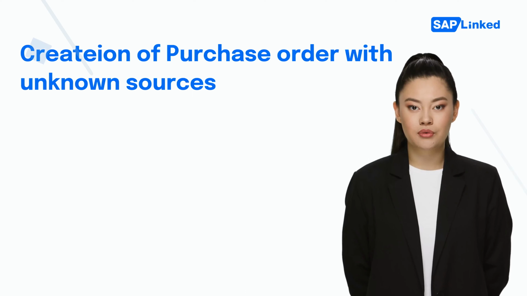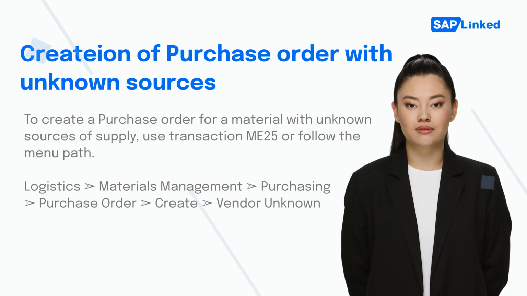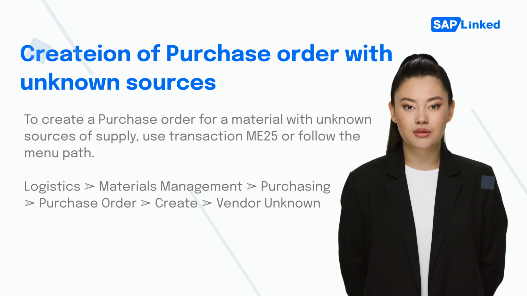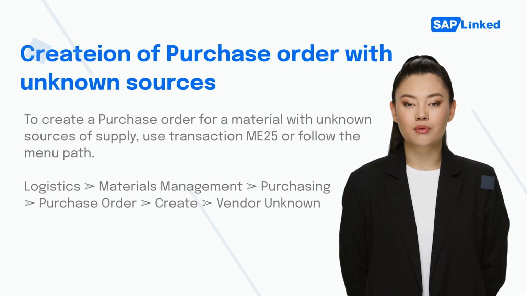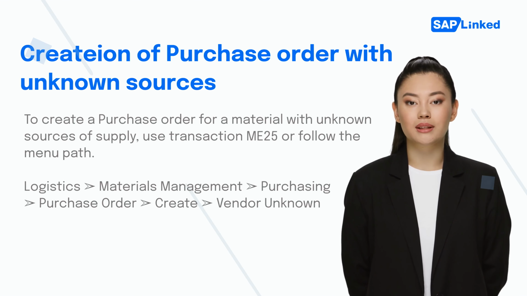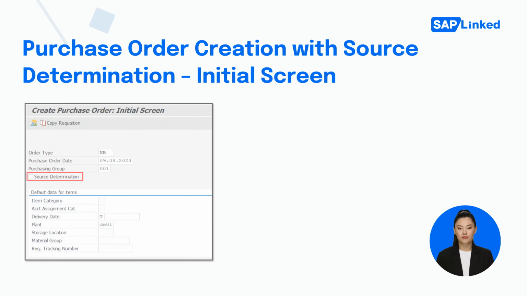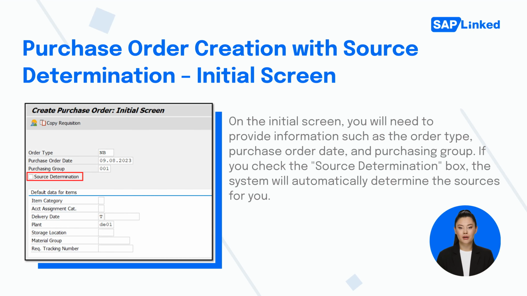To create a purchase order for a material with unknown sources of supply, use transaction ME25 or follow the menu path: Logistics, Materials Management, Purchasing, Purchase Order, Create, Vendor Unknown. Enter ME25 transaction code in the command field.